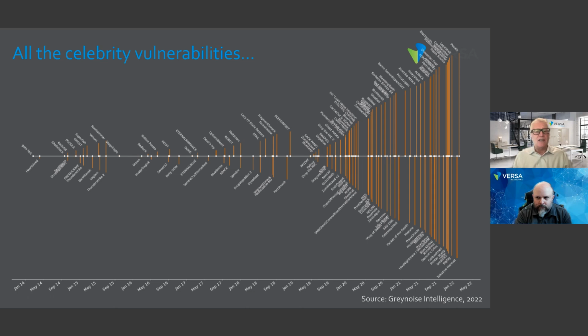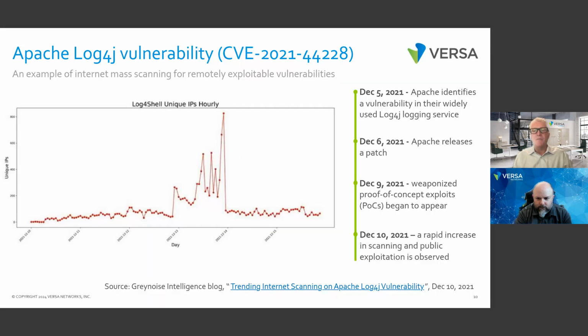So let's take a look at what a 0-day attack might look like, and see if we can take some lessons from it, right? This is a timeline of the Apache Log4j vulnerability, and so let me walk you through the steps here a little bit. On December 5th, back in 2021, Apache identified this vulnerability in their widely used Log4j logging service, right? And it enabled attackers to gain full control of affected servers by allowing unauthenticated remote code execution, right?